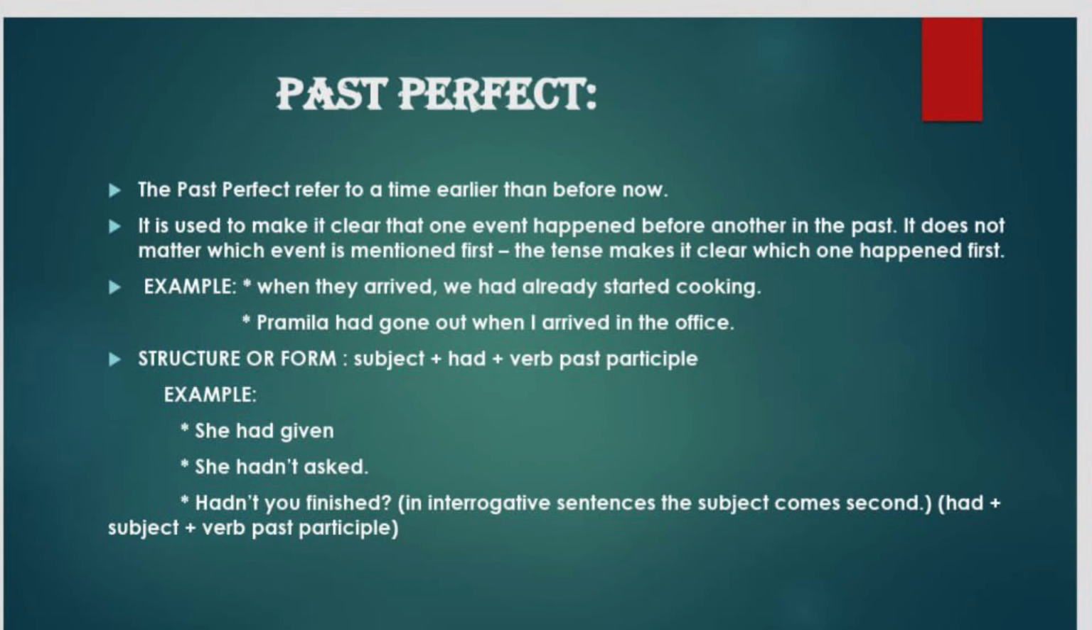Alright. So Pramila had gone out when I arrived in the office. So the structure of the form of the past perfect is subject plus had plus verb in the past participle form. For example, she had given. She hadn't asked. Hadn't you finished? Well, you always need to remember that in an interrogative sentence, the subject comes second. Had plus subject plus verb in the past participle. Please remember that.